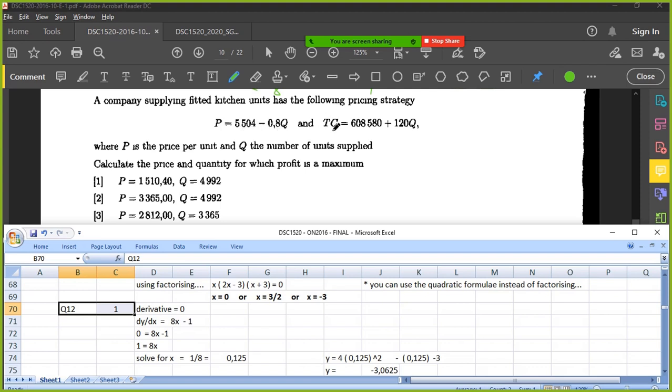What is TC? Total cost. Okay, so they've given you price, they've given you total cost, and they've given you quantity. What are they asking you to calculate? They're asking you to work out price and quantity, but where profit is a maximum. Okay, so how do I get profit?